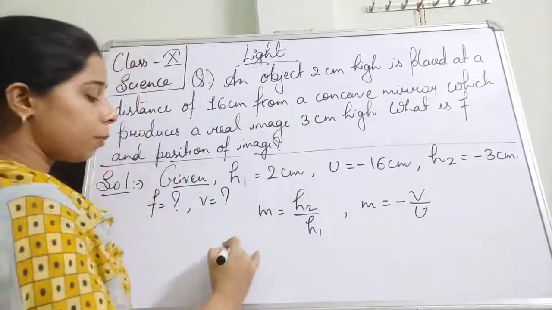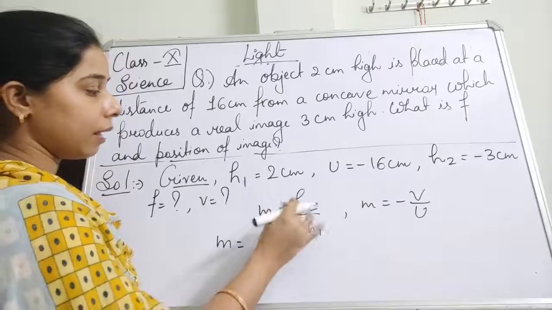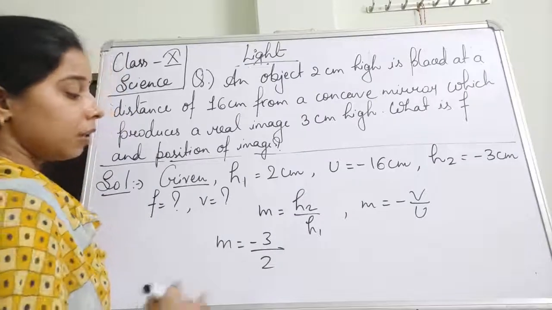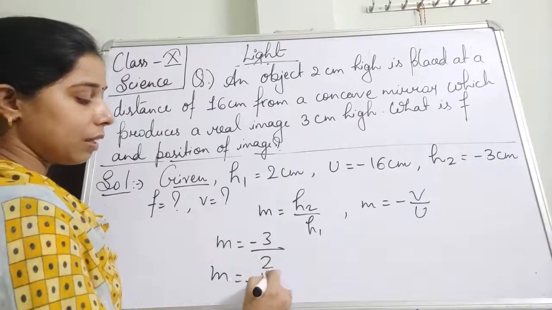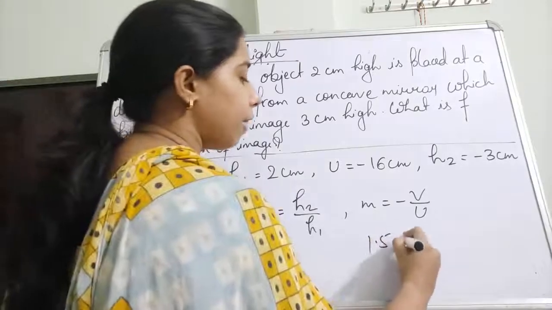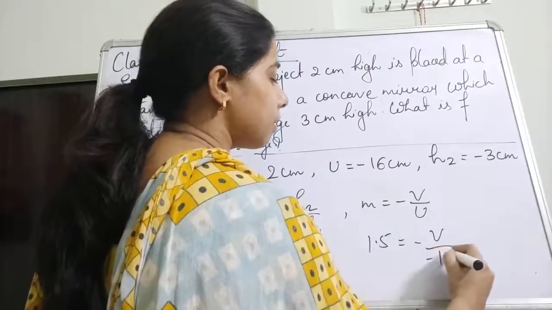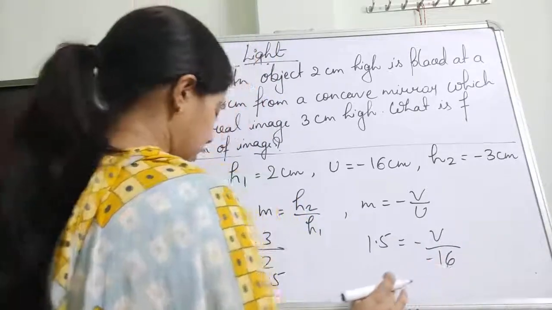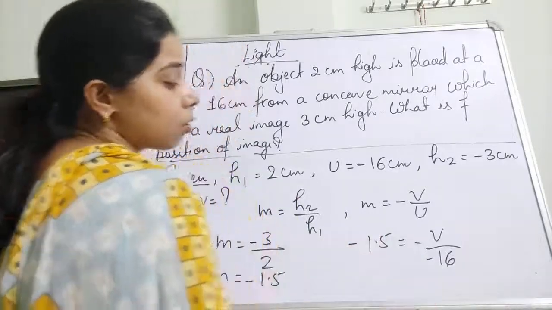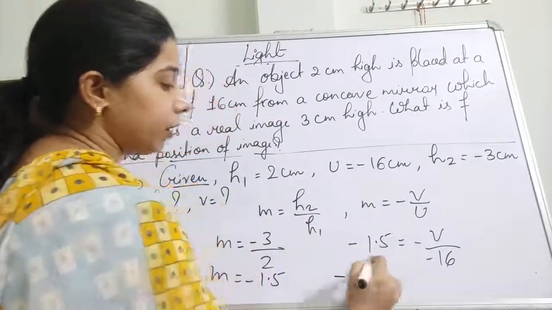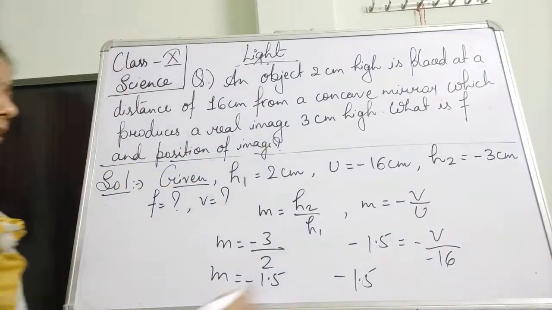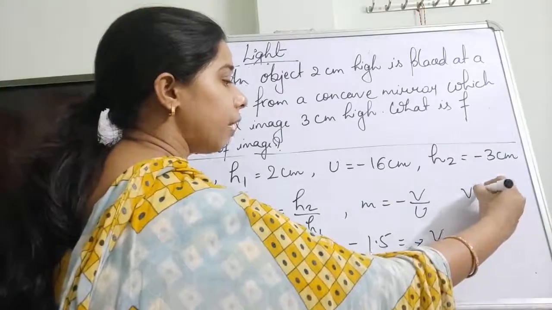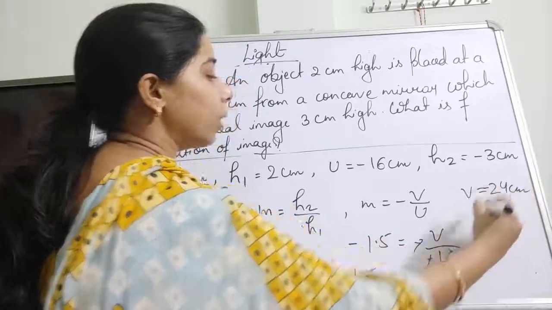Suppose we have to find m. h2 is given, that is minus 3, upon h1 is given, that is minus 2. So m will be equal to minus 1.5. Putting the value here, minus 1.5 is equal to minus v upon minus 16. So minus v is equal to minus 16. It is already minus here, students. So obviously, this minus and this minus will cancel each other, 1.5 into 16 is equal to v, and when you calculate it, you will get the value minus 24 centimeter.